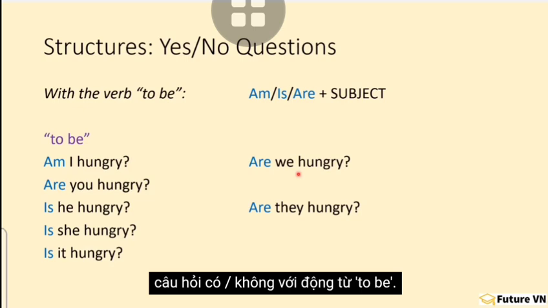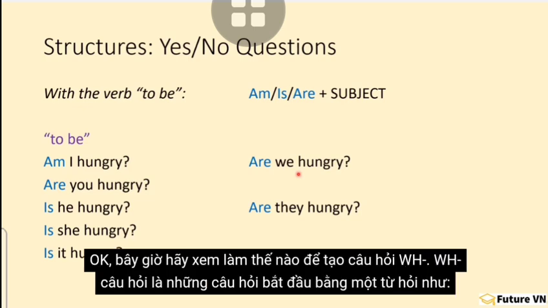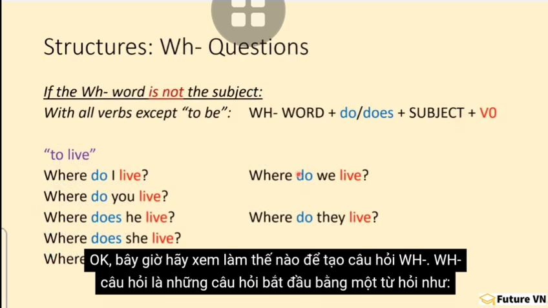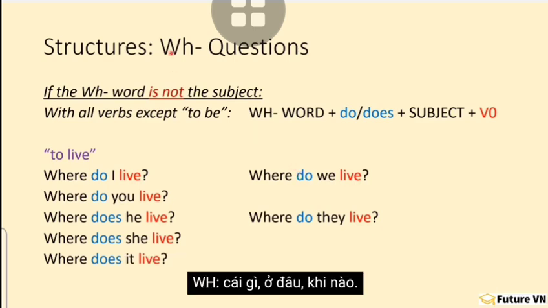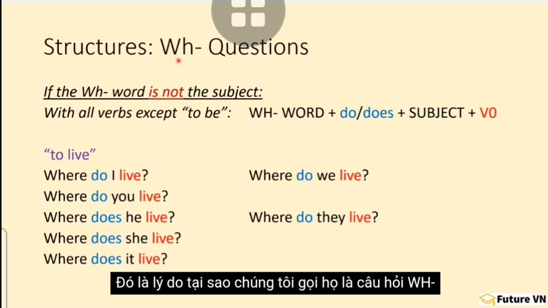Okay, let's take a look now at how to make WH questions. WH questions are questions which begin with an interrogative like who, what, when, where, why, how many, etc. Most interrogatives begin with WH: what, where, when. That is why we call them WH questions.